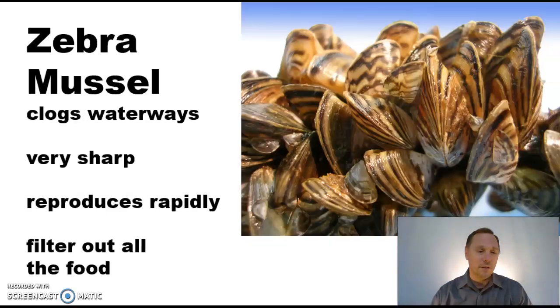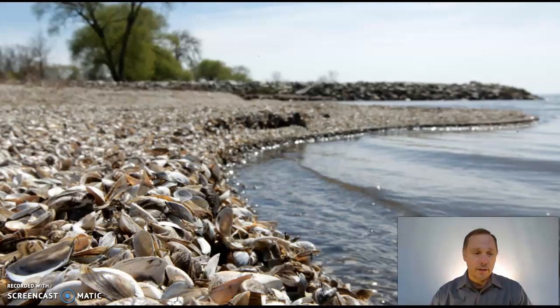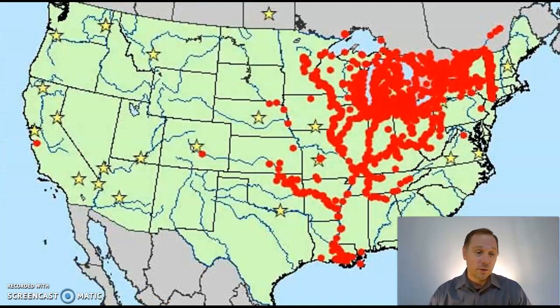You've got the zebra mussel that was introduced to Wisconsin. It clogs waterways. It's sharp, filters out food. Look at this poor beach right here. It's just been taken over by zebra mussel, and it's getting worse. It shows the rate of zebra mussels coming in.